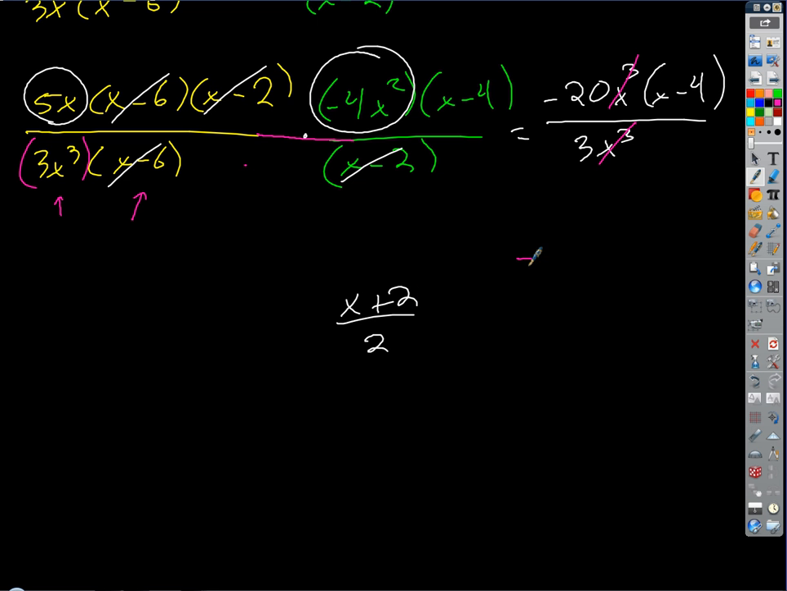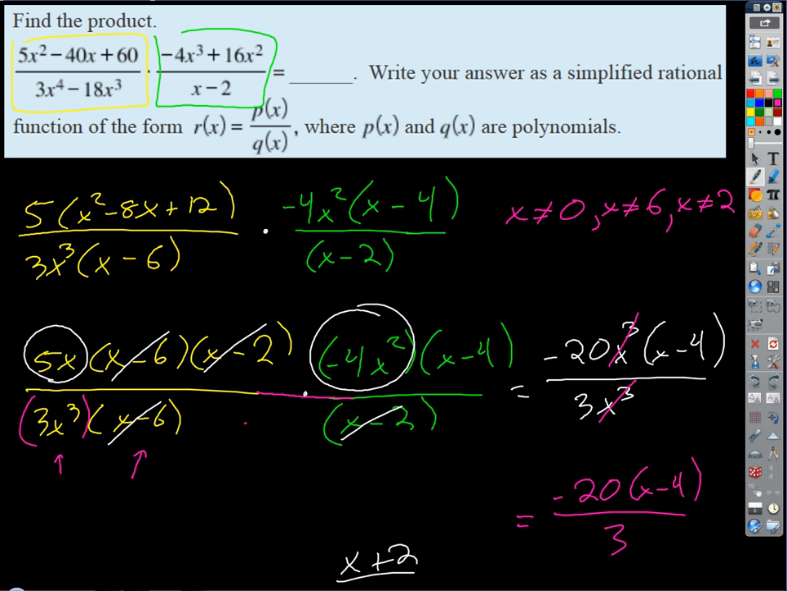And my final answer then just looks like I'm left with a negative 20 times x minus 4 over 3. And you don't have to expand those out. Those are polynomials. It doesn't say you have to write them in expanded form. Just leave it like that. Look how much easier that looks though, right?